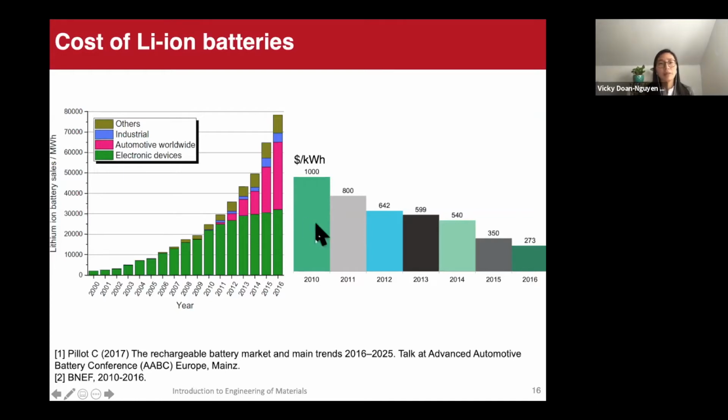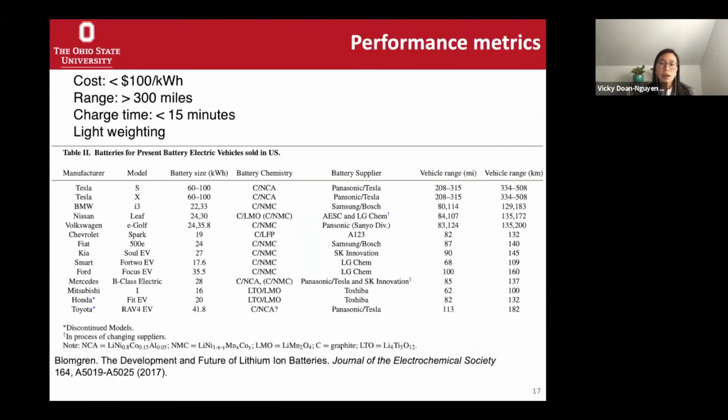For the plot on the right, you see that the costs per kilowatt hour has also decreased since 2010 by about a third of the price, which makes it quite amenable to the electrification of vehicles. And as you already know, the incorporation of batteries into electric vehicles has already been happening for quite a while now. And here are some performance metrics.